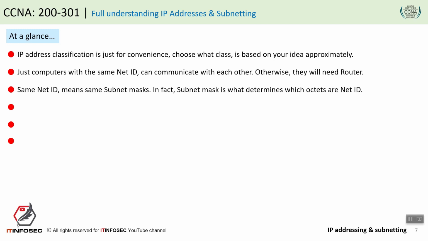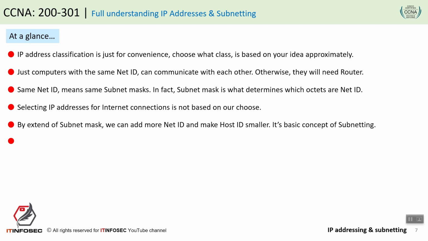Same net ID means same subnet mask. In fact, the subnet mask is what determines which octets are the net ID. We saw this item in the previous slide. Selecting an IP address for internet connection is not based on our choice. This is the basic knowledge of why we need a subnet mask. We will describe this in the next slides and in the next videos.